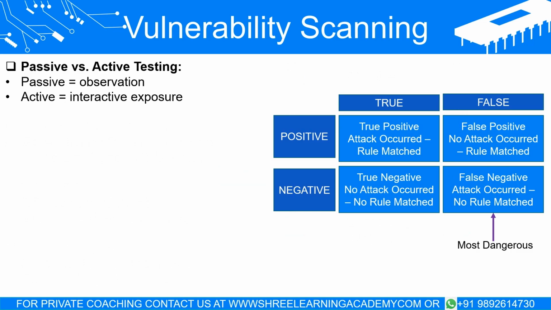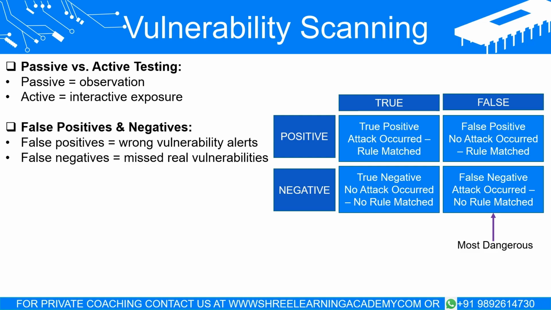Passive versus active testing. Passive testing simply observes the system without interacting with it, like watching your home with a security camera. Active testing interacts with the system, trying to expose weaknesses by mimicking potential attacks. False positives and negatives. False positives are when the scanner wrongly identifies something as a vulnerability. It's like a false alarm going off when there's no real threat. On the other hand, false negatives are when real vulnerabilities go undetected, akin to not noticing a broken lock.